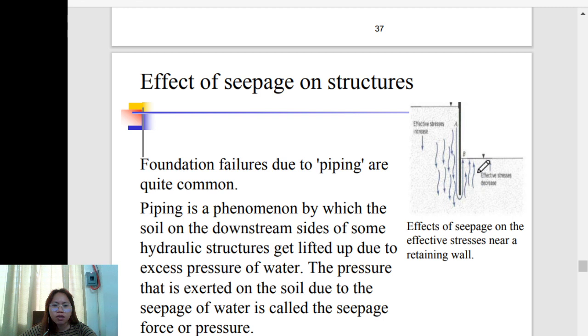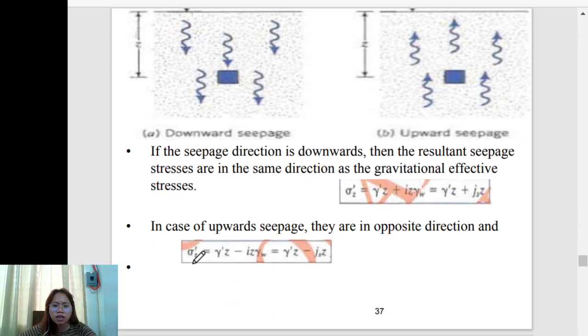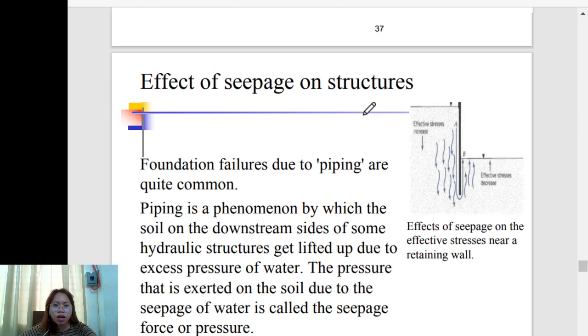Then it goes through here, effective stress decreases upward, no? From the formula itself, this is minus. So the stress will decrease if the direction of the seepage is upward, no? Foundation failures due to piping are quite common. So we call these foundation failures because of the seepage, no?